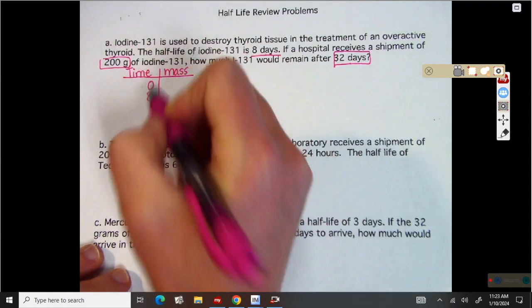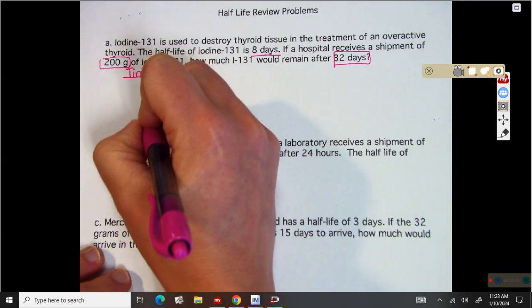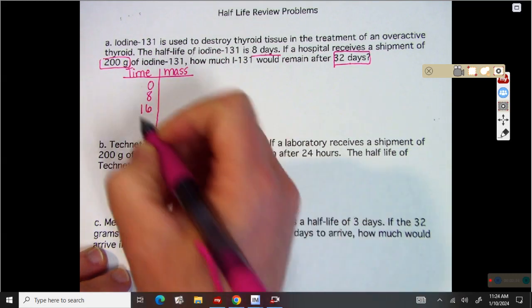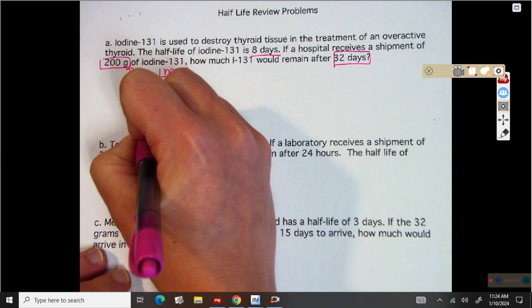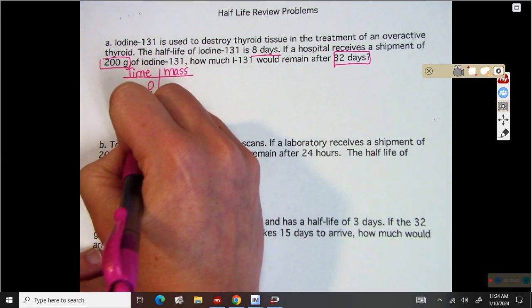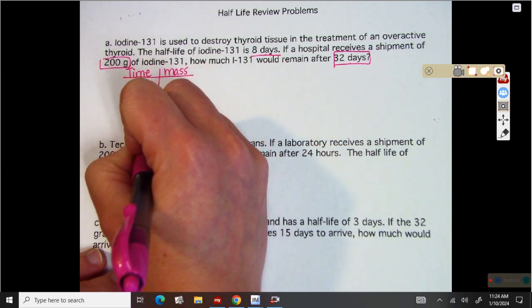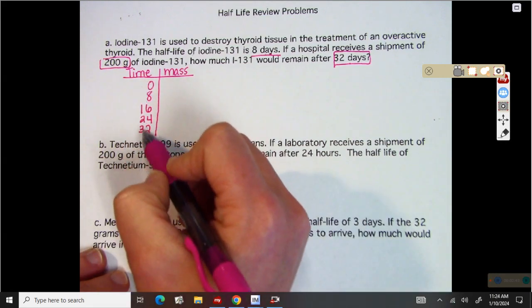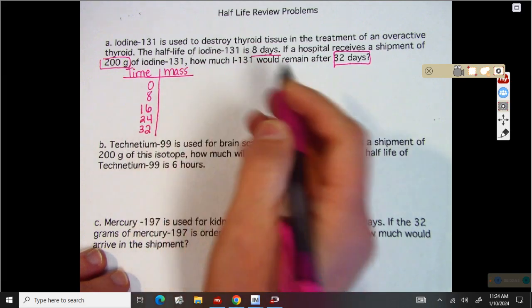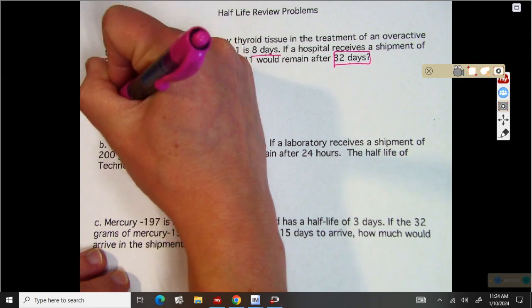So my first half-life is 8 days. My next half-life would be 8 more days. 8 plus 8 is 16. My next half-life would be 8 more days, which would be 24. My next half-life would be 8 more days, which would put us at 32. Okay, so I'm counting by my half-life to get to where I need to go. So 0, 8, 16, 24, 32. I'm adding my half-life every time. So on this side, we add the half-life.